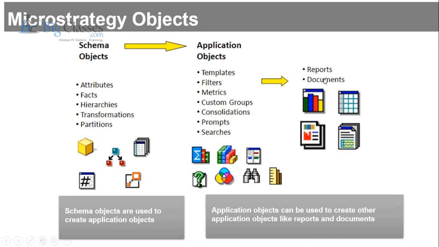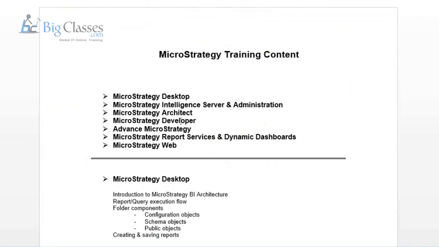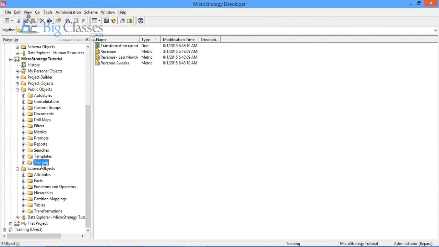And once you are done with the schema objects and the application or public objects, on top of that you're going to create all the reports, documents, and dashboards. So this is just an overview of what kinds of objects we can create, what types of objects we have in MicroStrategy, and we're going to cover everything in detail. So coming back to MicroStrategy Developer, we're going to create all the schema objects. I have a separate folder where I can create all the schema objects, and a separate folder for the public or application objects, and I'm going to create them as per my requirement.